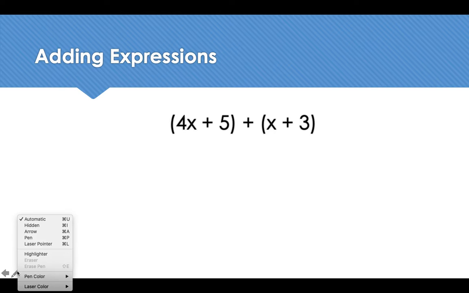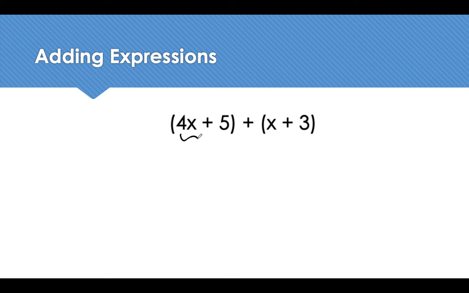Basically, what we're doing here that's slightly different than what we did in the last lesson is we're adding and subtracting quantities versus just adding and subtracting individual terms. So what I mean by that is we are adding the quantity of 4x plus 5 to the quantity of x plus 3. So in other words, if I knew what x was, I would have to evaluate each individual quantity first before adding them together.